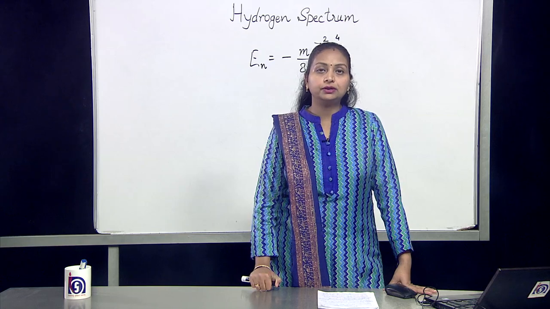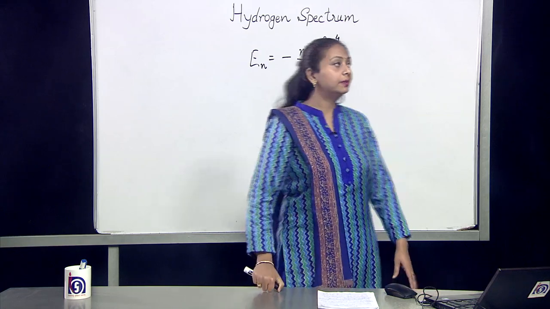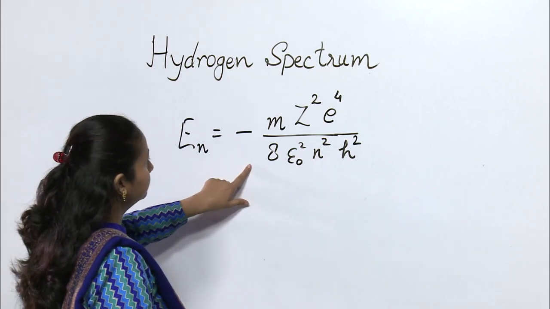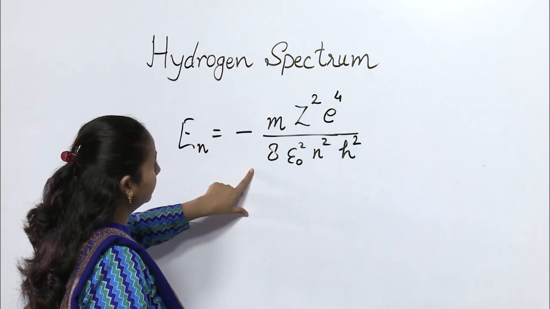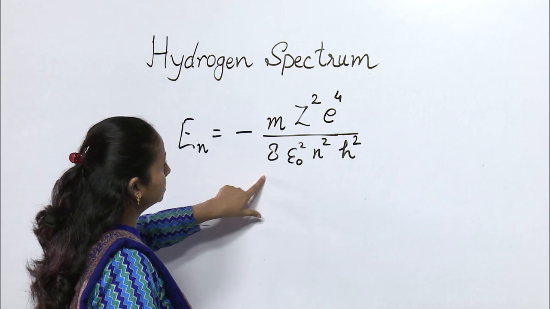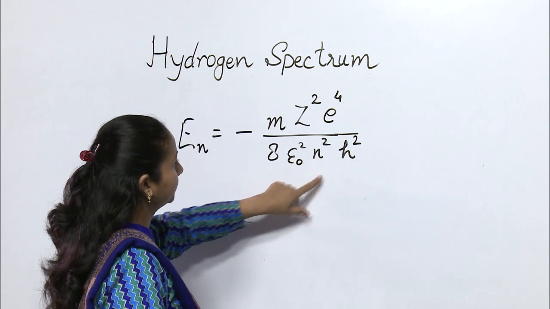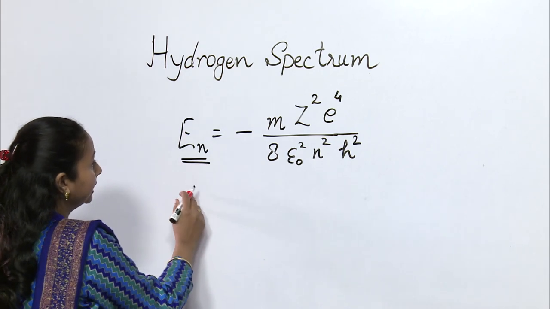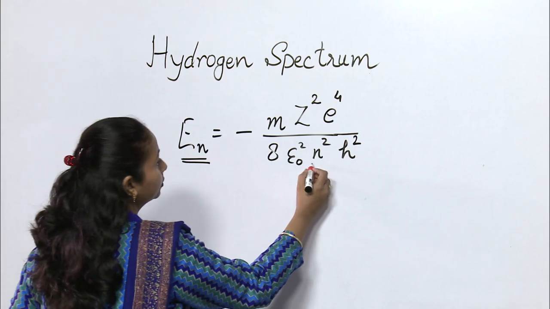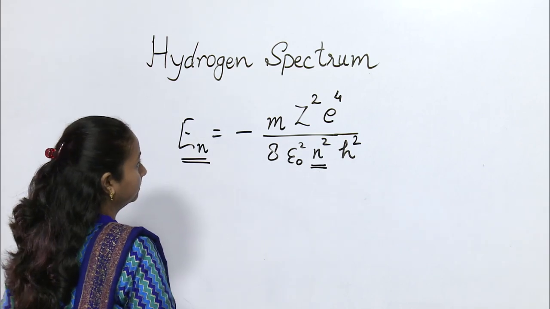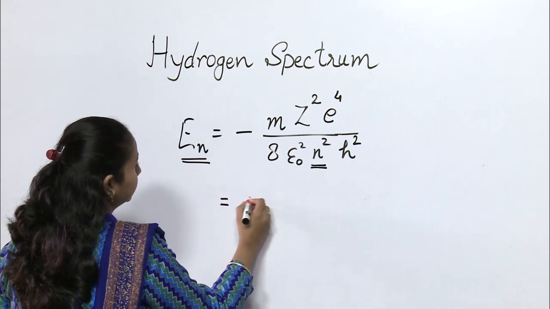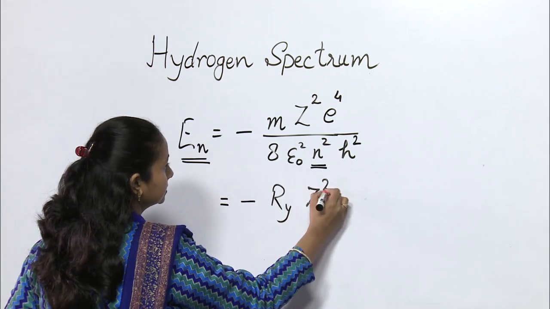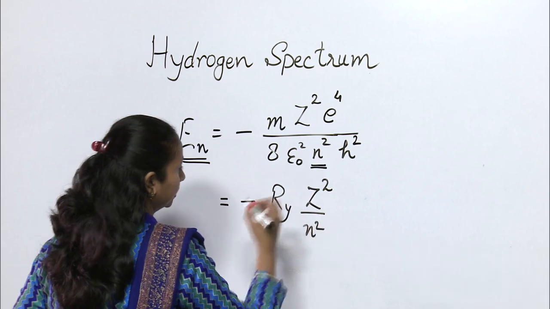In order to understand the atomic spectra, let us recall what we have already studied, that is the energy of electron in an atom. It is given by the expression En equal to minus m z square e to the power 4 over 8 epsilon naught square n square h square. From here we can see that energy in the nth state is inversely proportional to n square. This expression can be written as Ry z square over n square.